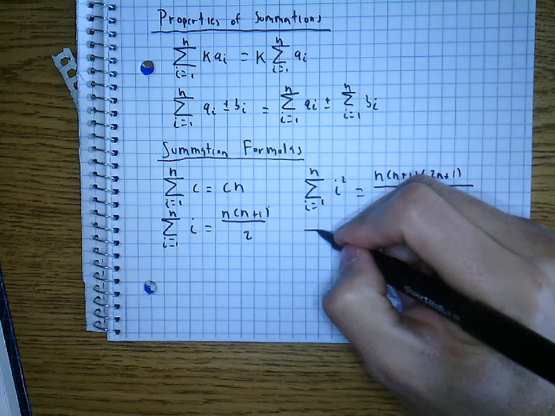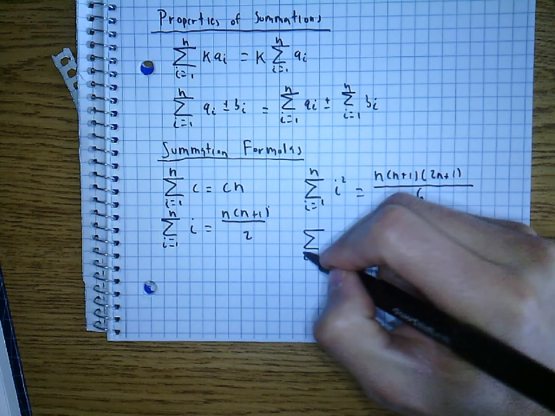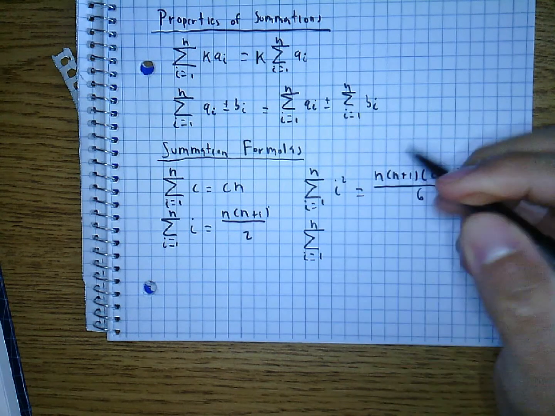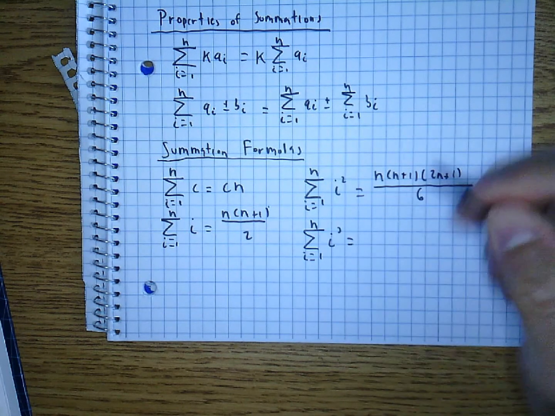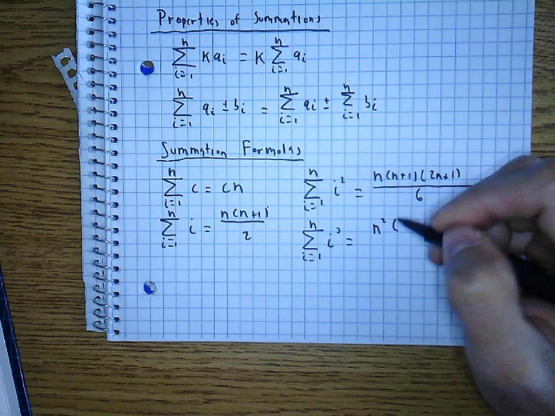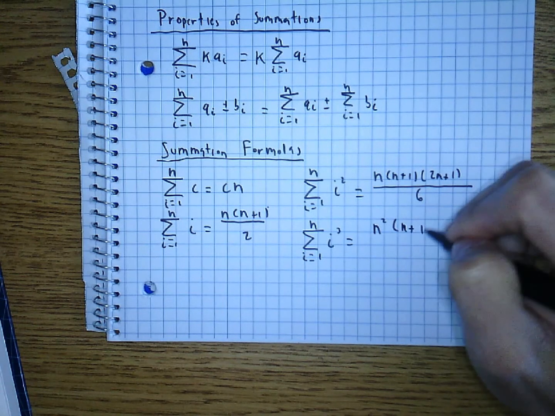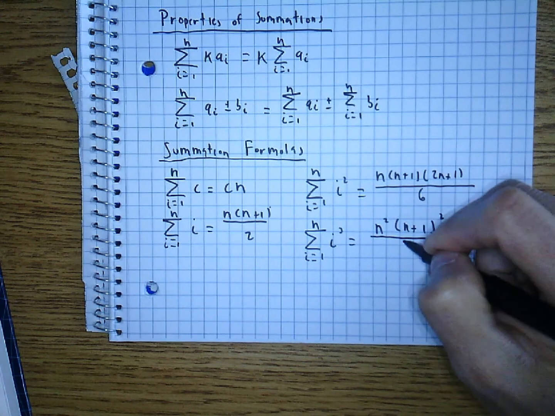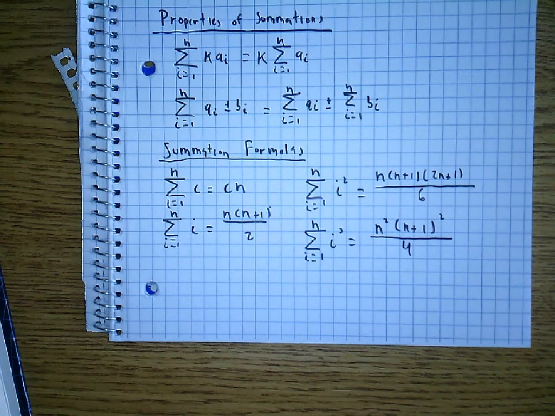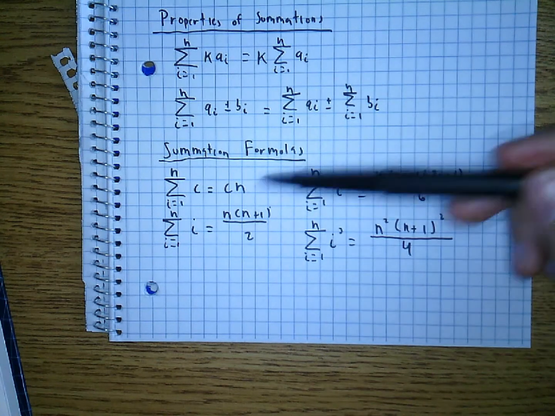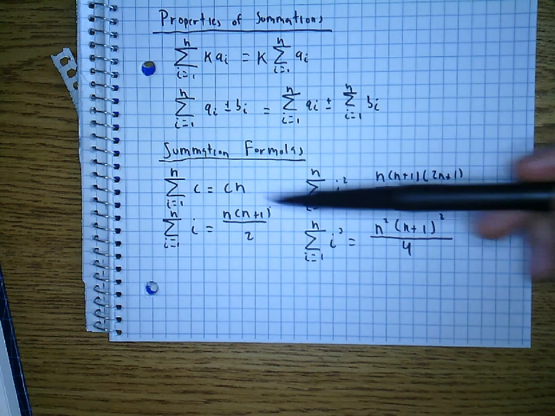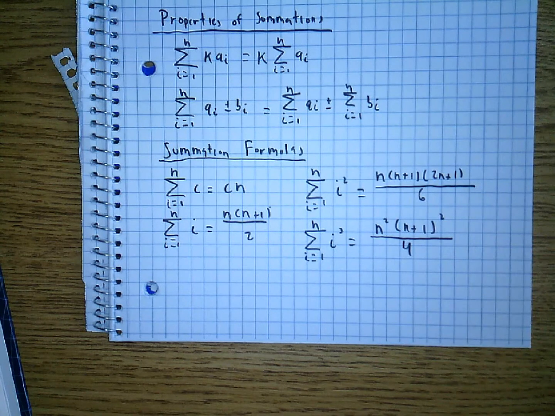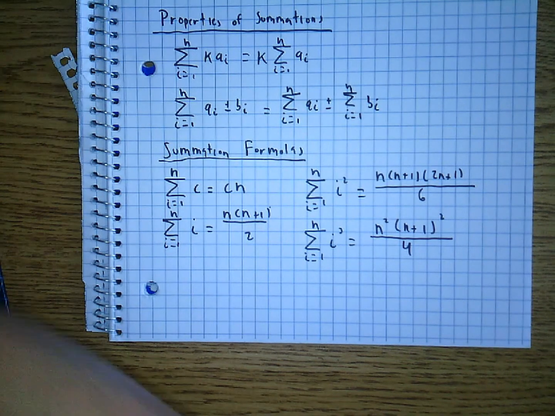And then the last one that you will need for this class would be the series whose index begins at 1 and it ends at n of i to the third power, and that's going to be equal to n squared times n plus 1 squared, divided by 4. Now at this point you may be wondering, what is going on? What are we doing with all this? Give me just a second. We're going to do some examples just using this, and then once we do a couple of examples, we're going to move on to the idea of area under the curve.